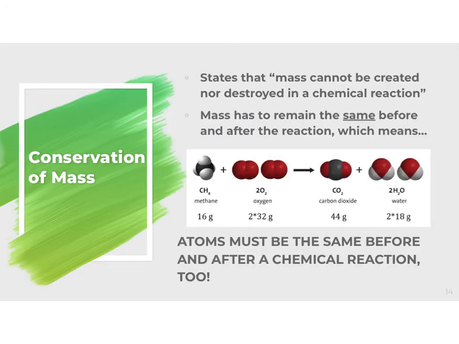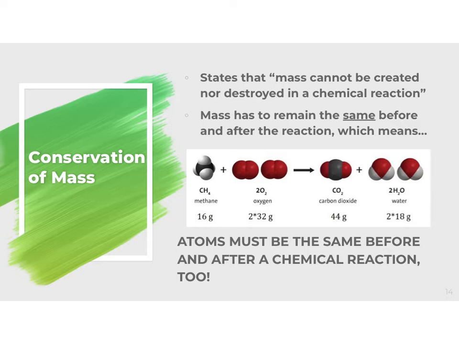The conservation of mass states that mass cannot be created nor destroyed in a chemical reaction. It's like the conservation of matter, which states that matter cannot be created nor destroyed in a chemical reaction. So the mass has to remain the same before and after the reaction. And knowing that, we can assume that the atoms in a chemical reaction also have to be the same before and after a chemical reaction.